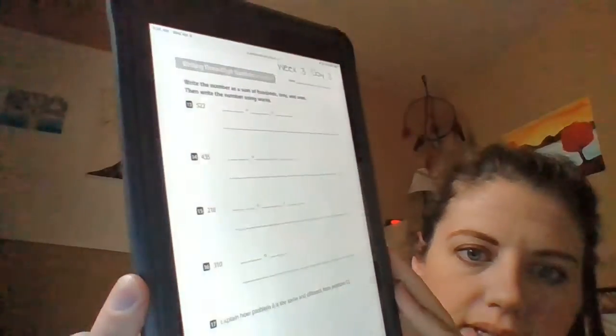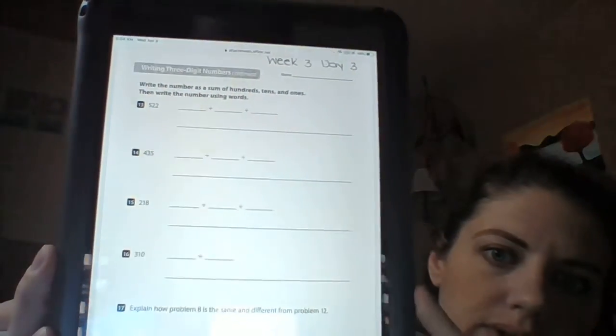Let's go to the last page for today, week 3, day 3 worksheet. So it's going to give you a number on this page first, and then you need to write the equation to match, and then you also need to write the number using words. Okay, so you have 4 problems that practice those skills. So let's do 522 together, the first one. So we have 522. 522 is the number that we write, or it's the number that is on the page.